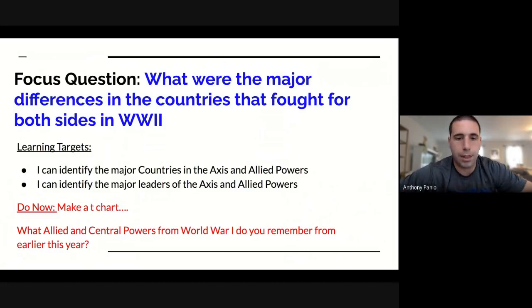All right, and then I want you to make a T-chart. You have a do now, so do this in your notebook. When you take a photo of your notes and you post it, I expect to see this. What Allied and Central Powers from World War I do you remember from earlier this year?